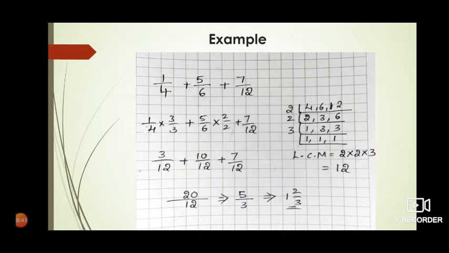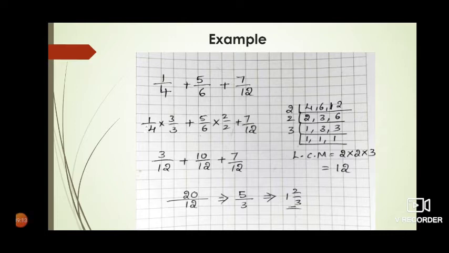Next, 5 by 6. The denominator is 6. With what number do we have to multiply 6 to get 12? That is 2. So 5 by 6 into 2 by 2, plus 7 by 12. Now we get the resultant fractions 3 by 12 plus 10 by 12 plus 7 by 12. All together have the same denominator, so we can add the numerators. Again, don't get confused. We should not add the denominators. Only add the numerators: 3 plus 10 plus 7 equals 20 by 12.